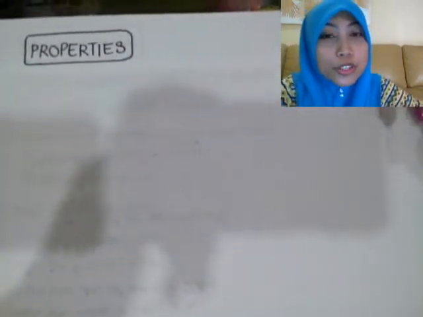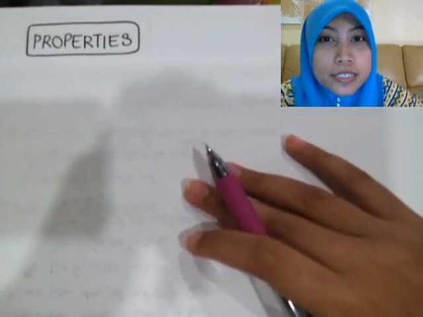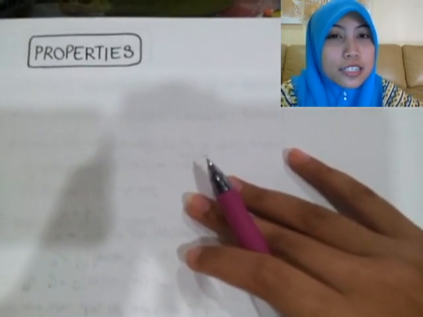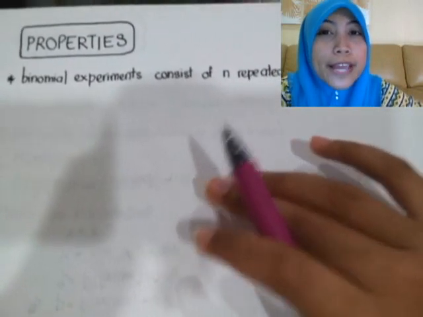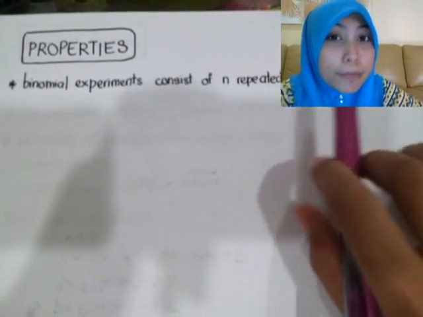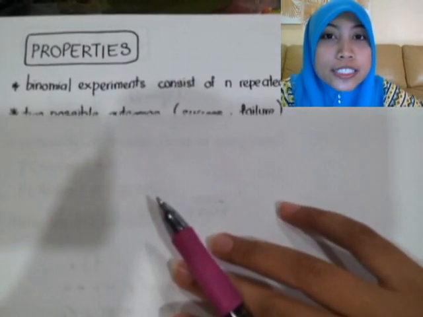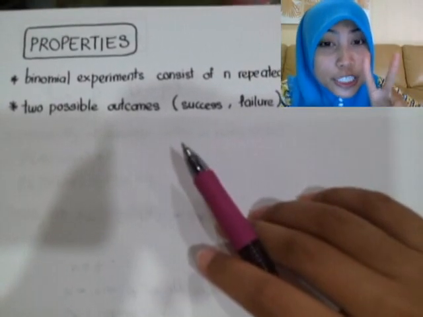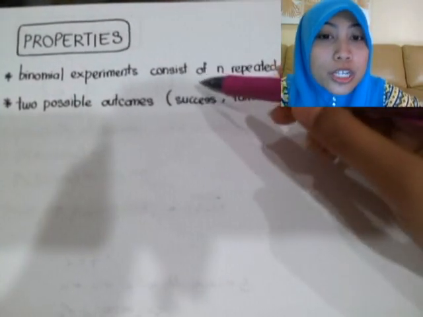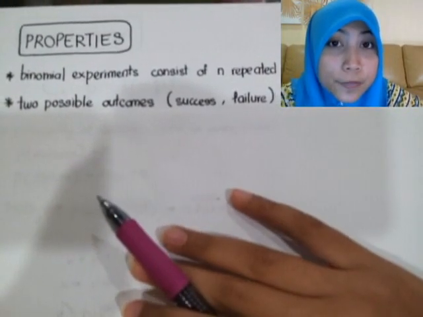Okay, we move on to the properties. A binomial experiment is a statistical experiment that has the following properties. The experiment consists of n repeated trials. The number of observations, n, is fixed. Each trial can result in just two possible outcomes. Just two. We call one of these outcomes a success and the other a failure.